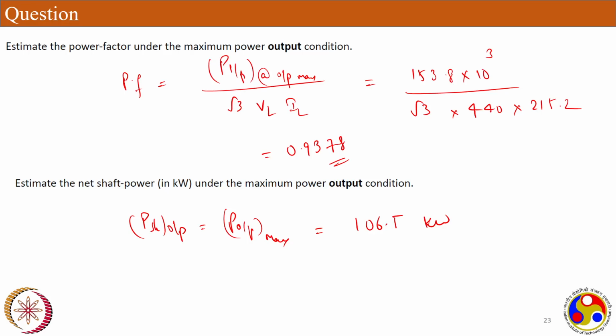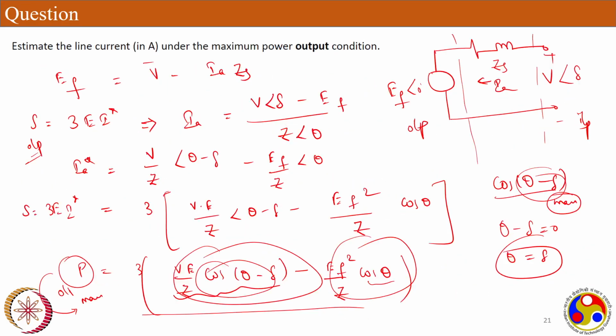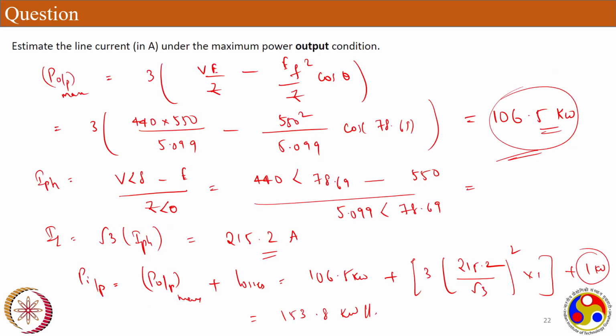So this is after subtracting the rotational losses. See, you have input. You will eliminate all the copper losses, and then you will have some net power, and you will eliminate all the rotational losses. Then you will have the shaft power. The output we have calculated here, 106, is the output at the shaft end. Input minus copper losses will give you net power. Net power minus rotational losses will give you output power, that is shaft power.